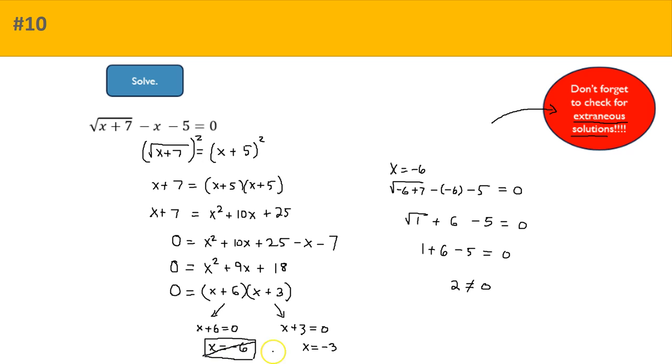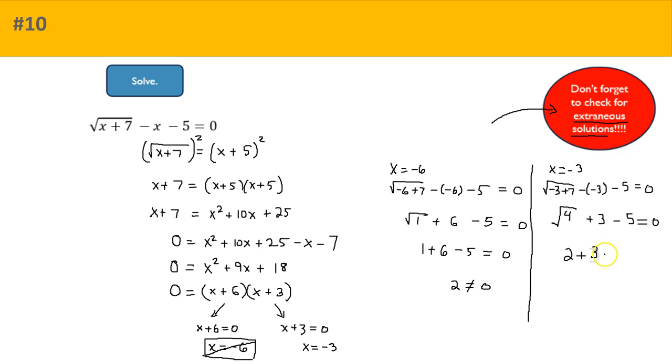Okay, so we're going to put an x through it. Now let's do the same thing for x equals negative 3. All right, substituting this into the exact same equation. So we get the square root of negative 3 plus 7, which is 4, minus negative 3, minus 5, and this should equal 0. Negative 3 plus 7 is 4. Two negatives make a positive, so that's positive 3. Minus 5 equals 0. The square root of 4 is 2.